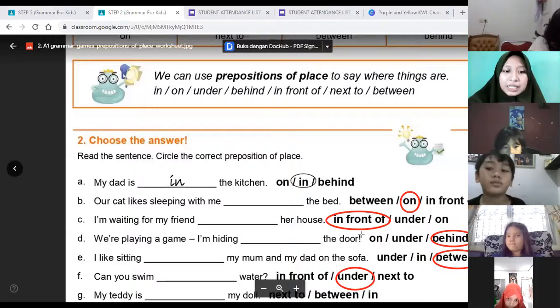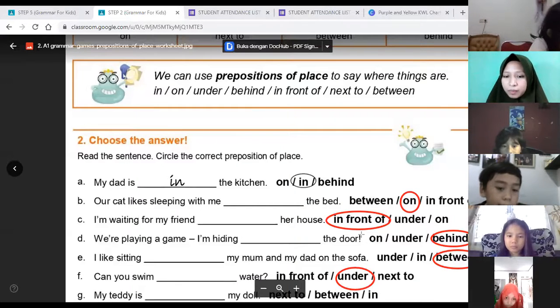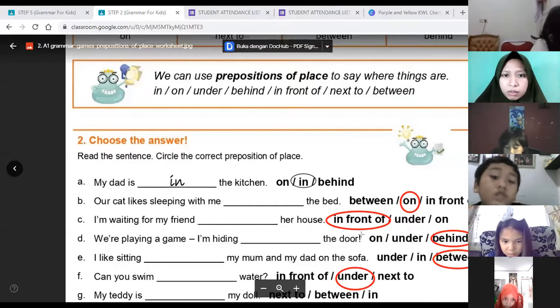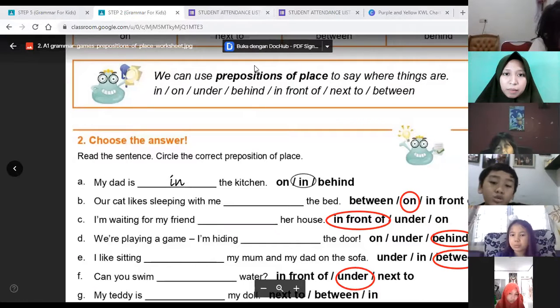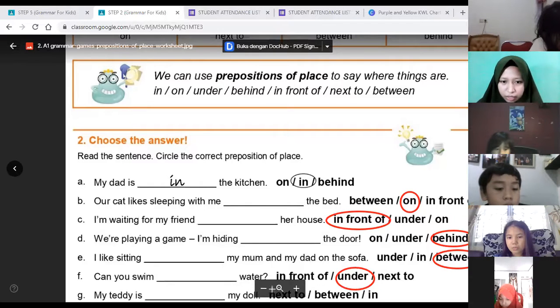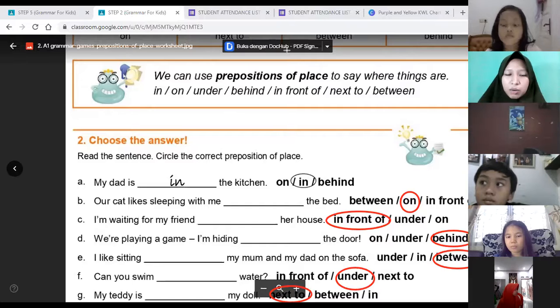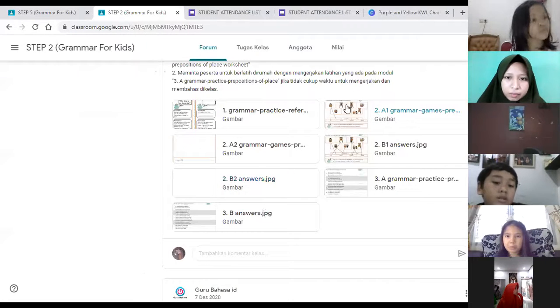Okay. So, my Teddy is next to my doll. Next to. Okay, my Teddy is next to. Okay, sorry everyone. Just now I said Mr. Teddy. I meant my Teddy. Next to. Okay, great job everyone. Okay, so now let's continue our exercise again. Okay, we have more here.